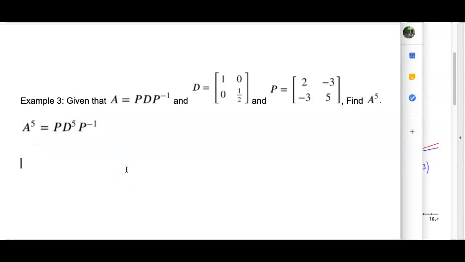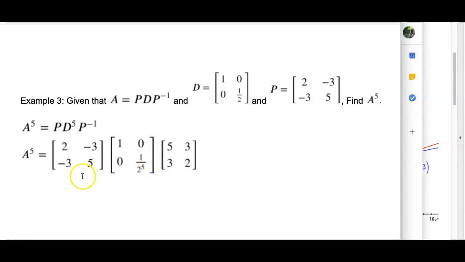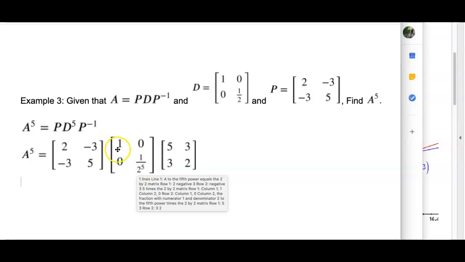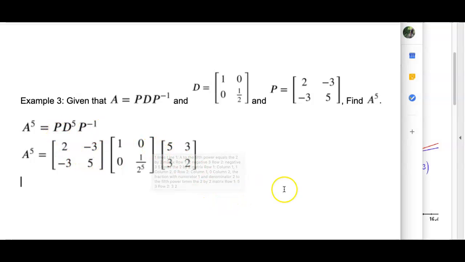So that's what we get there. Okay, so A to the fifth is equal to P times D to the fifth times P inverse. Now, what happens? Well, I'm just going to put those matrices in. Notice that I already raised this central matrix, the D, to the fifth power. And then I have P here, and I have P inverse here. Sorry about those things popping up. I don't know how to turn them off.